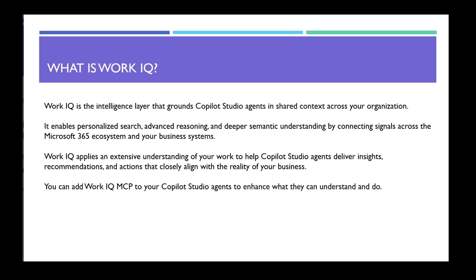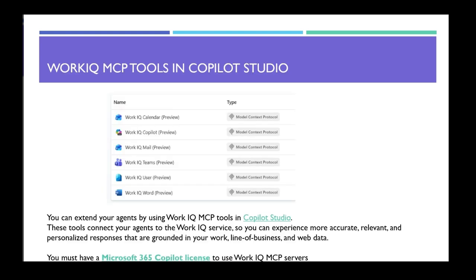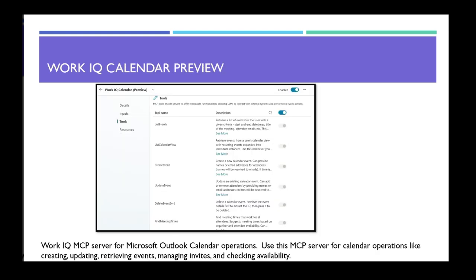So, what is Work IQ? Work IQ is the intelligence layer that grounds Copilot Studio agents in shared context across your organization. You can add Work IQ MCP to your Copilot Studio agents to enhance what they can understand and do. Here's a list of Work IQ MCP servers available, where you can extend your agents by using these tools in Copilot Studio. So, in this video, we'll focus on the Work IQ Calendar MCP tool.